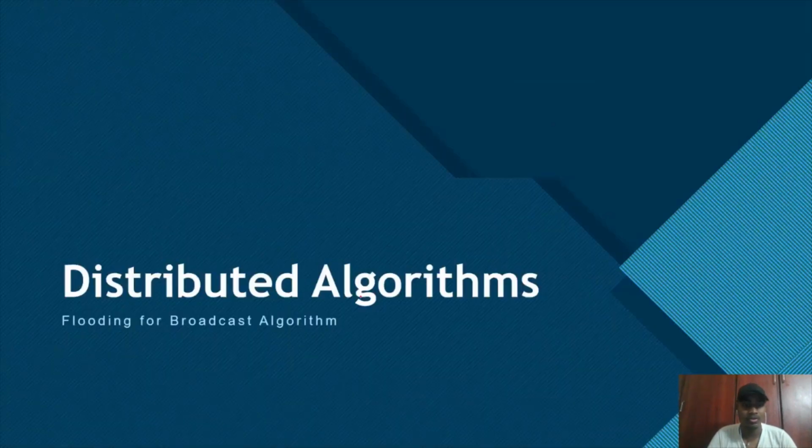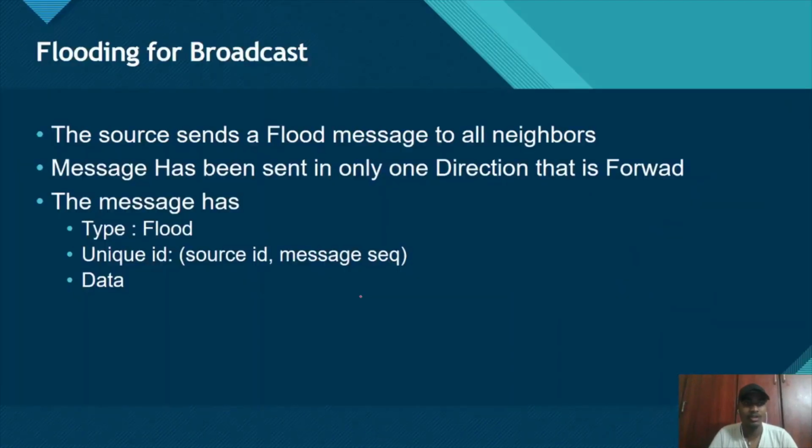Now I will go to the distributed algorithms. Flooding for a broadcast algorithm. Flooding for a broadcast: the source sends a flood message to all neighbors. It means the message is sent in only one direction, that is forwarded. The message has a type, which type means flood. What is meant by flood? It's like the flood will flow only in one direction, not in the opposite direction.